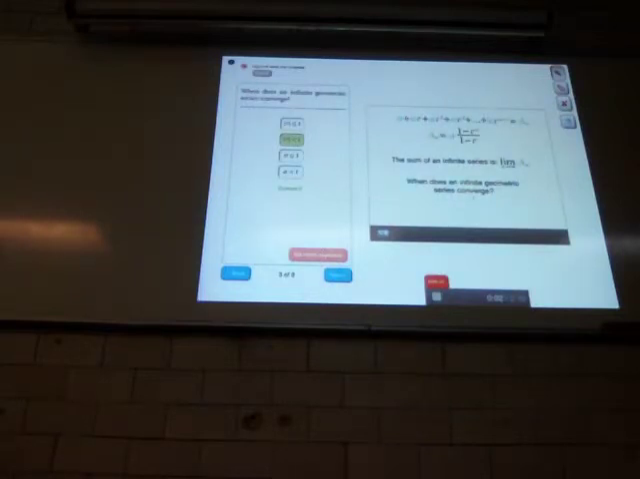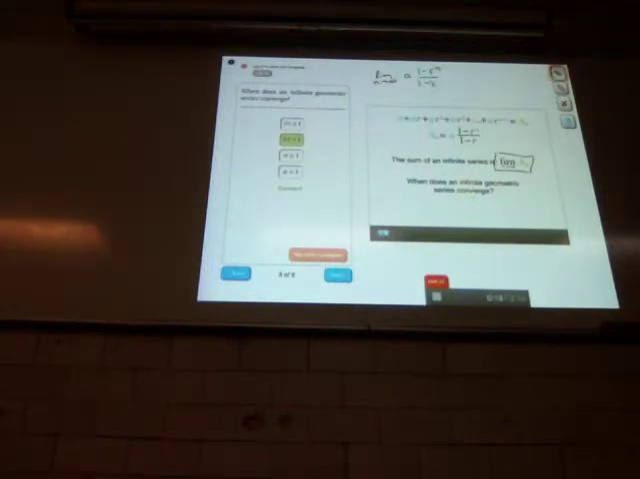An infinite geometric series converges whenever this limit is finite. Let's write the limit out here: the limit as n goes to infinity of little a times 1 minus r to the n, all divided by 1 minus r. The only place n appears in this limit is in this term here. So let's figure out when that's going to converge and diverge.